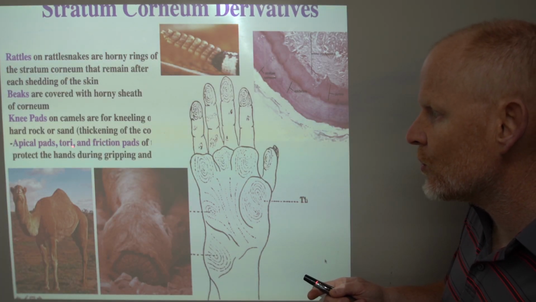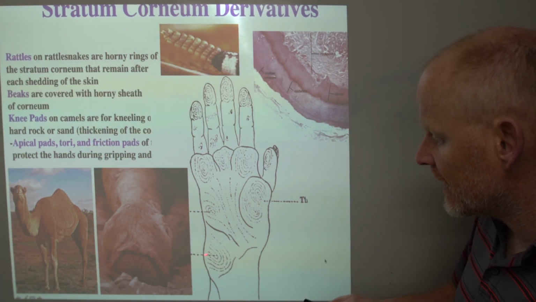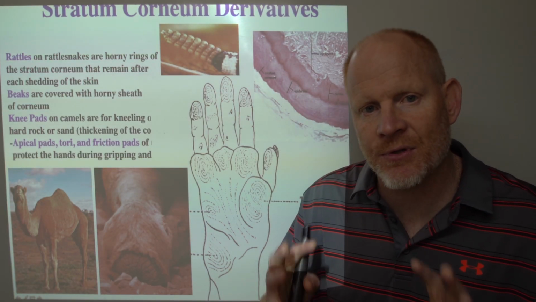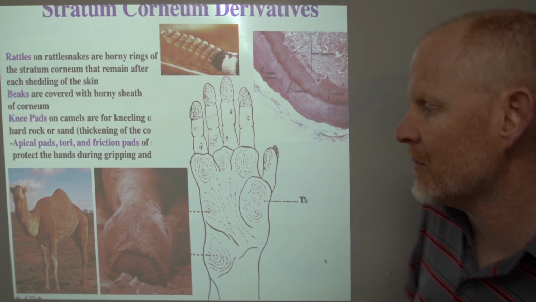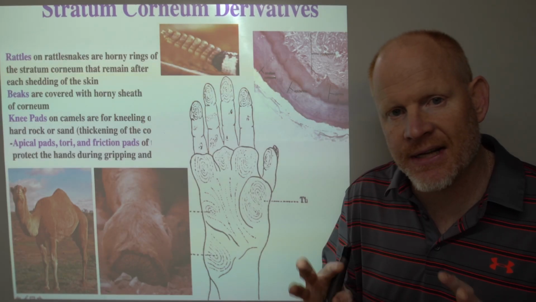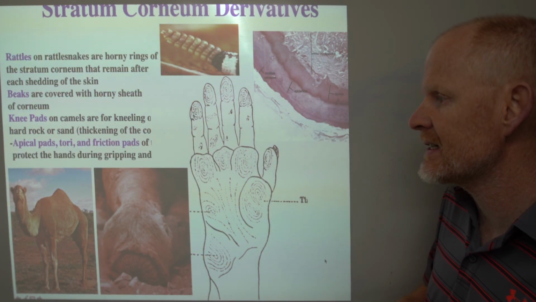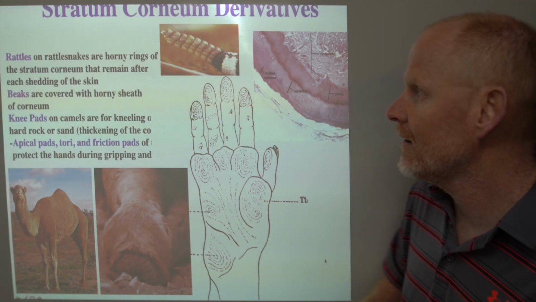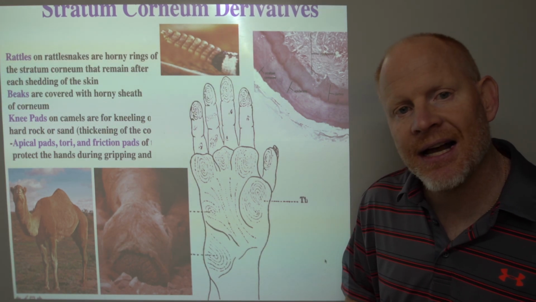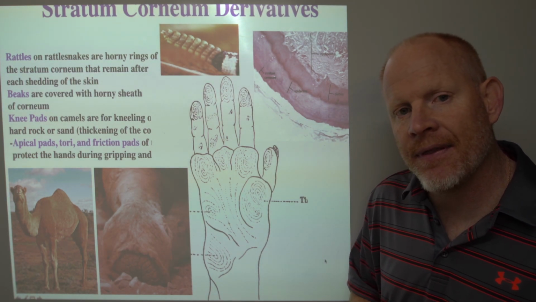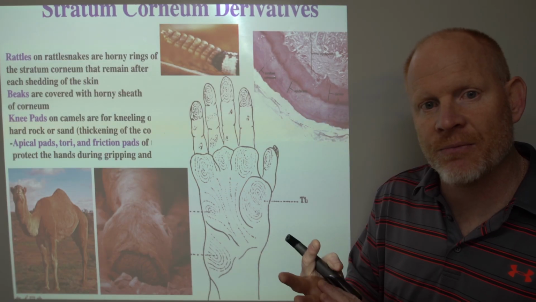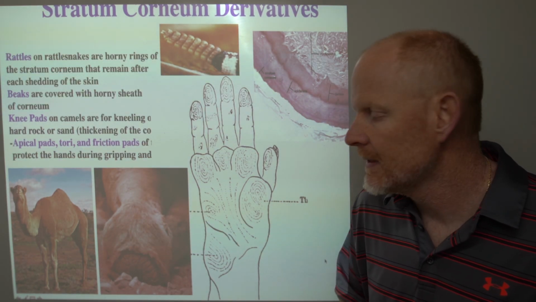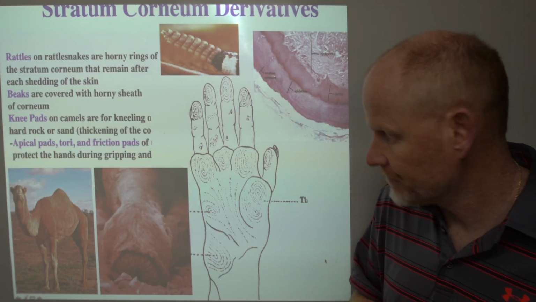Apical pads, tori, which are thickenings of the skin, and friction pads that you see in primates and other animals are all basically epidermal thickenings and derivatives that support and protect those areas. Calluses that you form on your skin are thickenings of the epidermis. All of those help protect your underlying structures, bone or skin in those areas, and those are often corneal thickenings that are happening there.